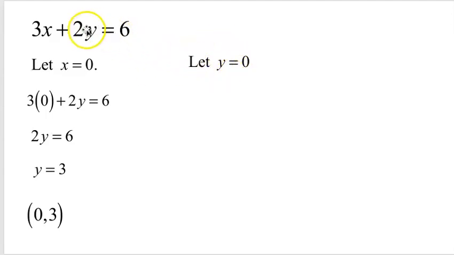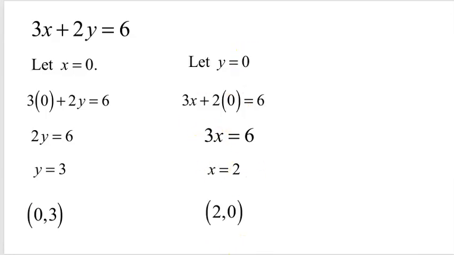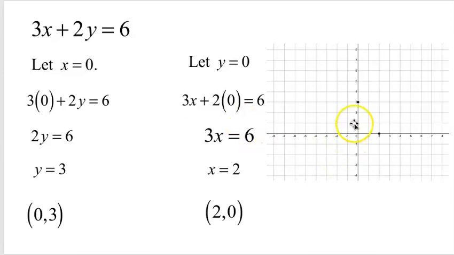So plugging in 0 here, 3x plus 2 times 0 is 6. Gives me 3x equals 6, dividing both sides by 3, and I get x equals 2. So this time x is 2 and y is 0 is the other point on the line. If I have 2 points on the line, I can graph that line. So let's take a look at a graph. 0, 3 is here. 2, 0 is here.